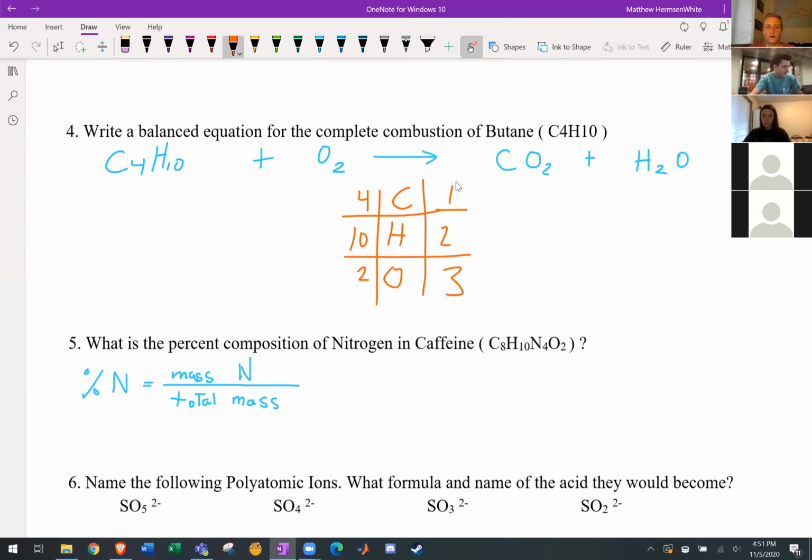So we need four carbons on the right. So I'm going to put a 4 here. And that's going to increase the number of carbons up from 1 to 4. It also increases the oxygen. So this will be 8 plus 1. So that would be 9. So this we're going to cross off here, and this becomes 9.